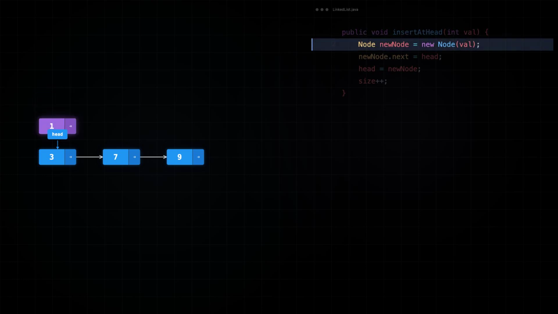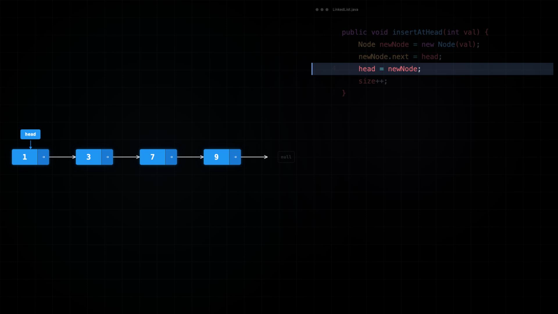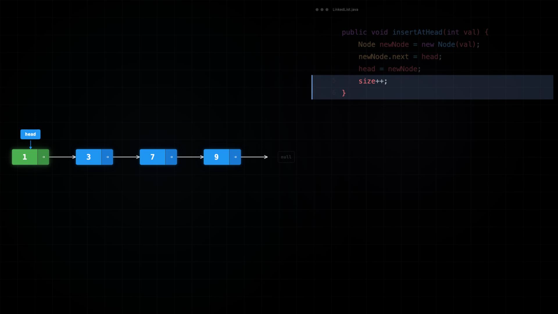Alright, step 1. We create a brand new node with value 1. Step 2. We point the new node's next to the current head. This links it into the existing chain. Step 3. Now it's safe to move head to the new node. Nothing is lost. And we're done. We increment the size. The list is now 1, 3, 7, 9.